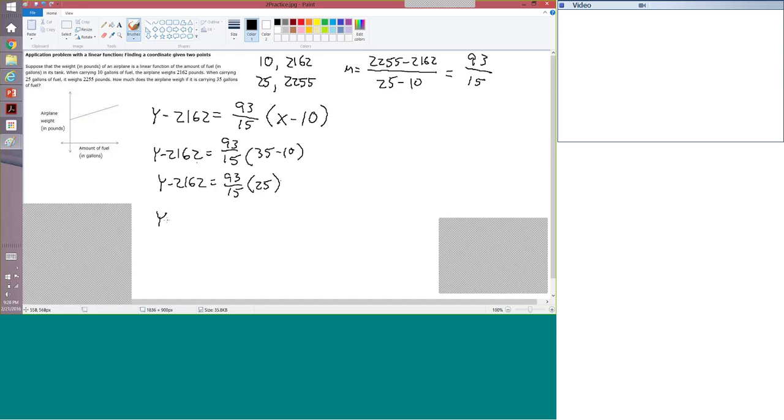Go ahead and multiply that out, and we should get 155 on the right. Add this 2162 to both sides. And we will get 2,317 pounds. Is that what everyone else got?